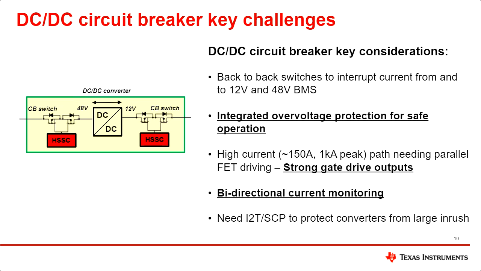Another key application for the high side switch controllers is the DC-DC circuit breaker, where we can have a circuit breaker on the 48 volt side and the other on the 12 volt side. The key challenge here is to have bidirectional current monitoring, because the current can flow in either direction. Another key feature required here is over voltage protection, because if anything fails on either side, we have to disconnect this switch in case of an over voltage event, so that the fault doesn't propagate to the other side of the DC-DC.